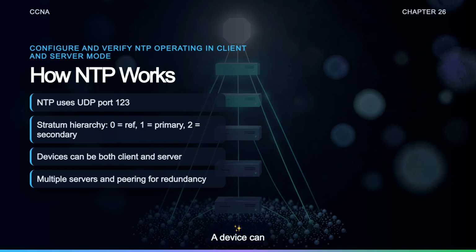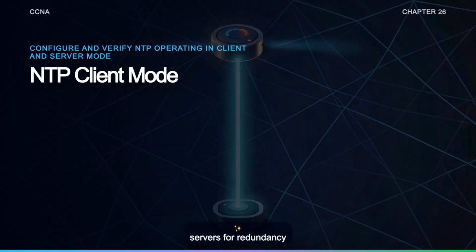A device can be both an NTP client and an NTP server at the same time. You can also configure multiple NTP servers for redundancy and better accuracy. 2 NTP servers can form a peer relationship, exchanging time information bidirectionally. This is called symmetric active mode. Now let us configure NTP.